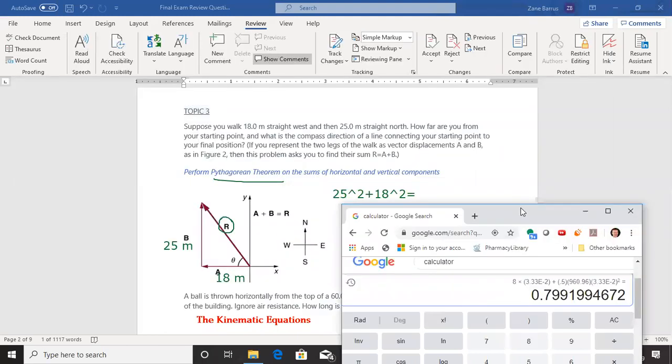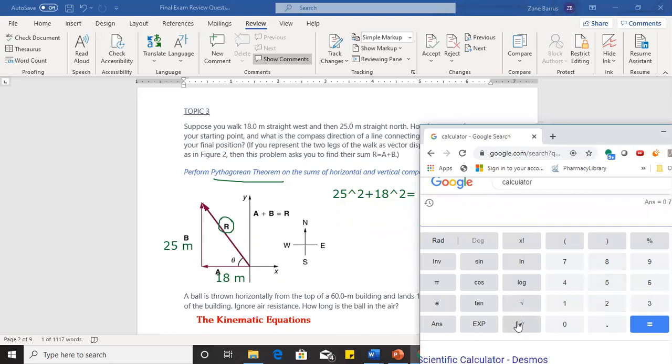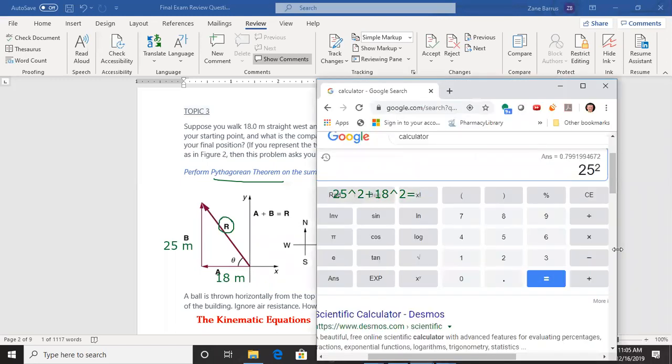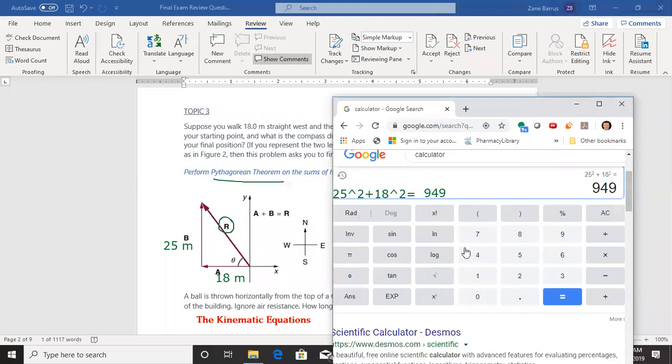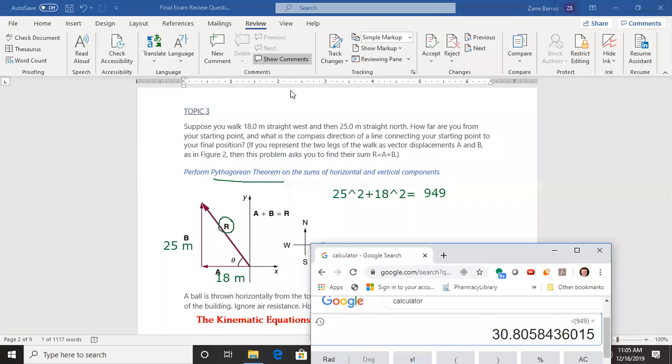Okay, so if we're going to plug this into our calculator, I know that 25 squared plus 18 squared gives me this number, 949. Okay, so 949 is that total. And then, since that is equal to c squared, we need to square root that number to figure out what our hypotenuse is. So I'm going to take the square root of 949, which gives me about 30.8 meters. Okay, so that's equal to about 30.8 meters.